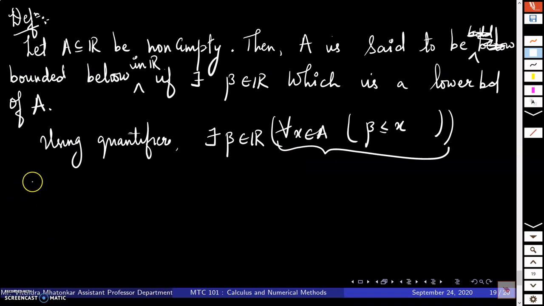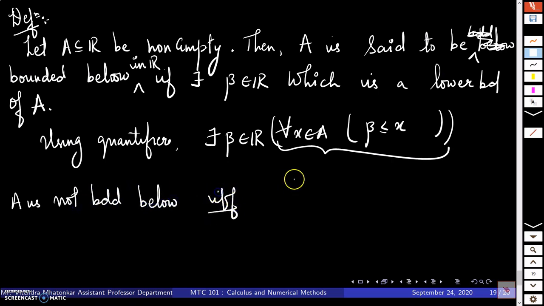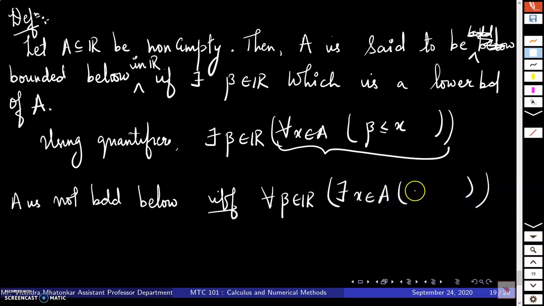And if you want to say that A is not bounded below, then its negation would be that A is not bounded below if and only if you negate this. So no matter what beta you take, for every real number beta, I can find a point x in A such that beta is bigger than x. That means no matter what real number you take, that real number will never be a lower bound of A. And that's when you say that a set A is not bounded below.